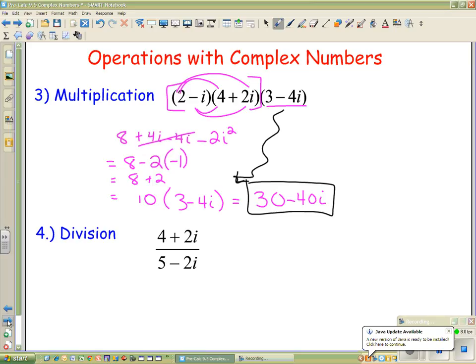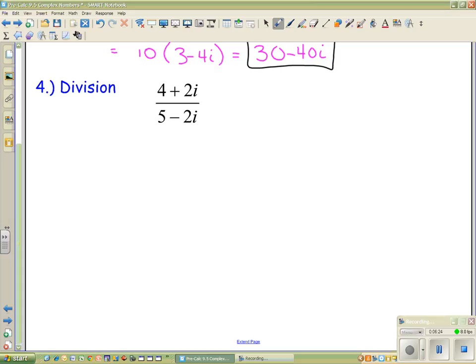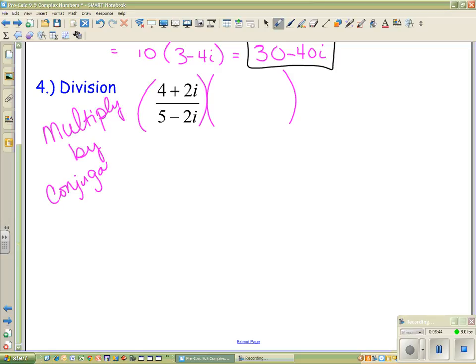Last one is division, and there is a rule that you cannot leave an i in the denominator. So what we're going to do is multiply this by the conjugate. Why don't you make yourself a little note on the side? Multiply denominator, multiply by conjugate of the denominator. So that's exactly what we're going to do.